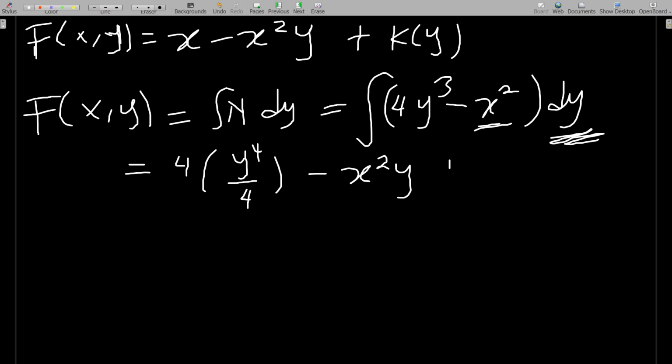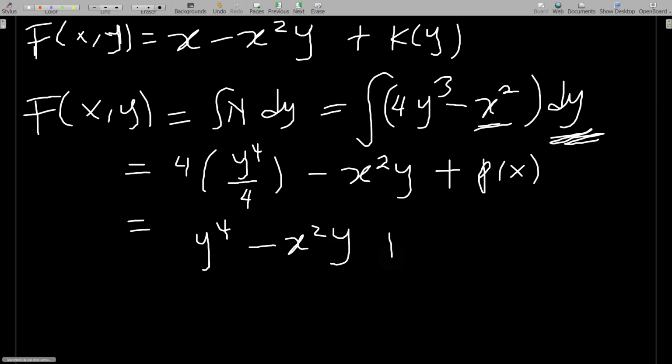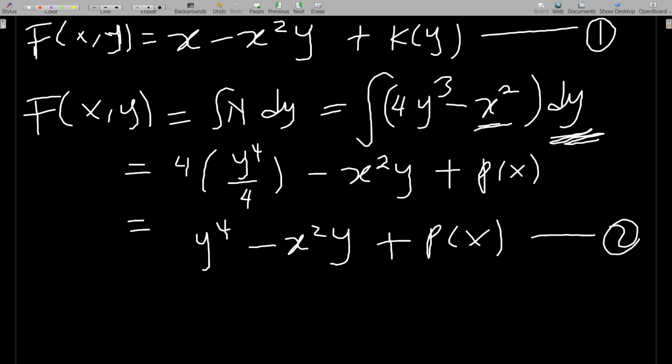Then plus another constant. You are doing everything with respect to y, so the constant should be a function of x, p of x. This means that I have y to the power 4 minus x squared y plus some p of x. Let me call this our first equation and call this our second equation. They are both solutions of the function. The function f of xy has these two solutions.